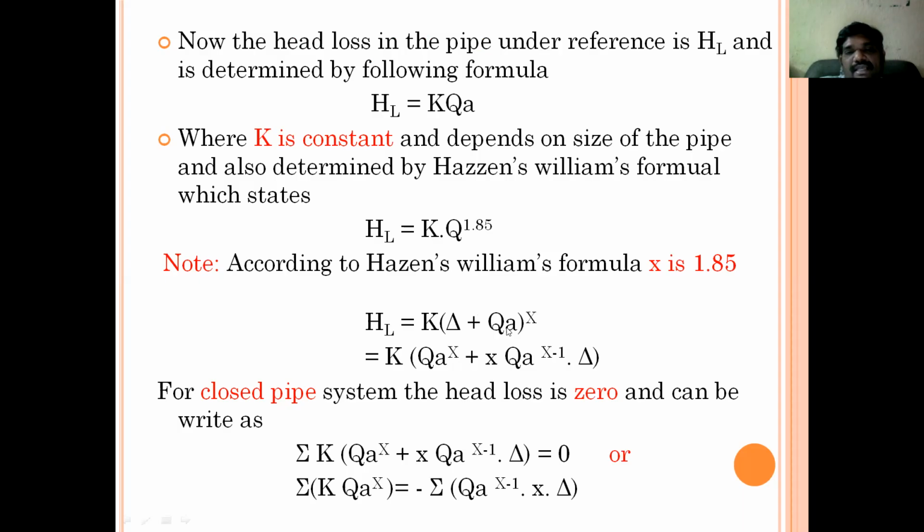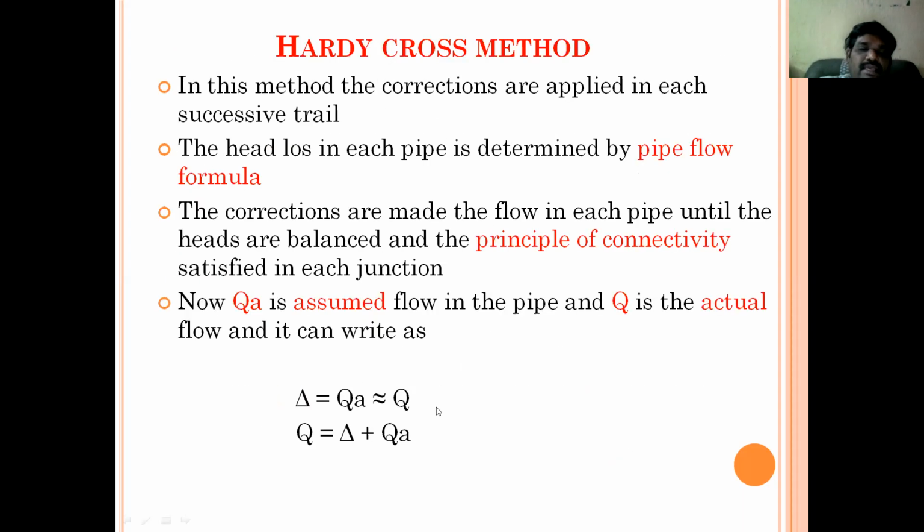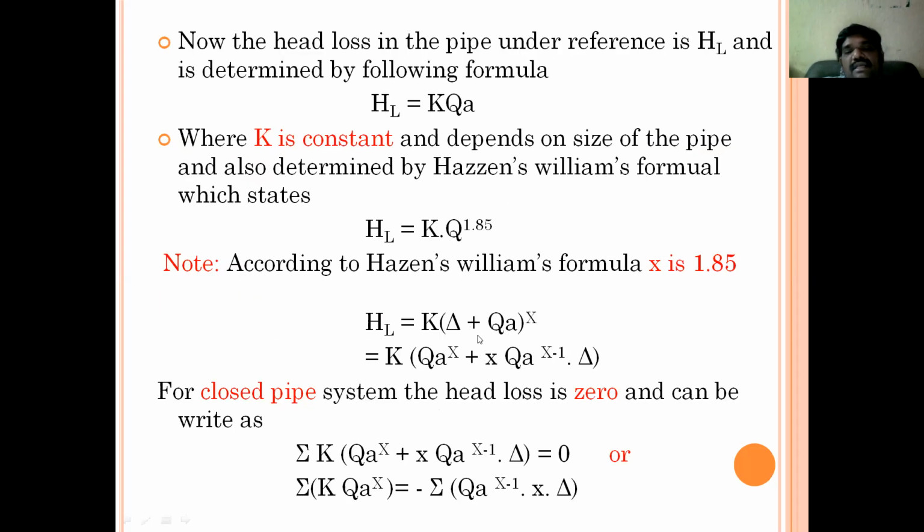Why this delta plus QA? Just have a look here: Q equal to delta plus QA. Simply we are substituting, and applying the binomial expansion, we can write it like this: K into QA power X plus X QA power X minus 1 into delta. For a closed pipe system, the head loss is 0, so it can be written as sigma K into QA power X plus X QA power X minus 1 into delta equal to 0, as the head loss is 0 in a closed pipe system.